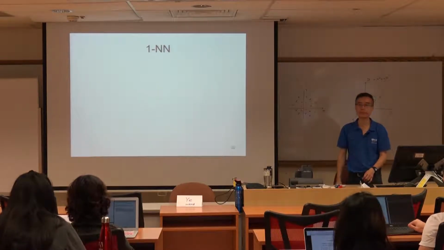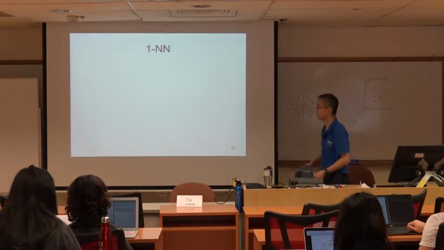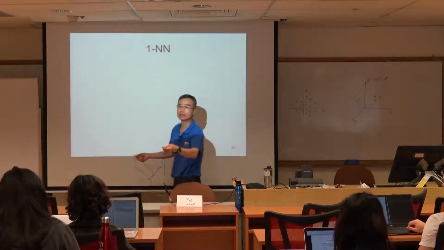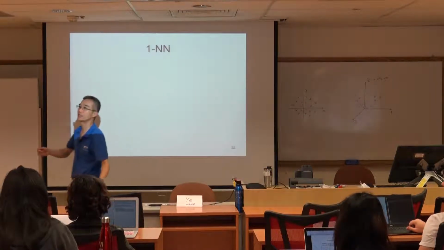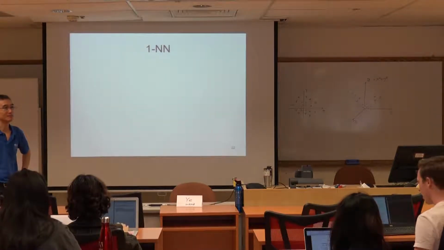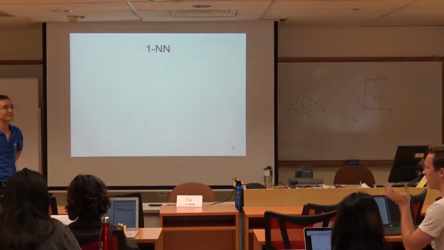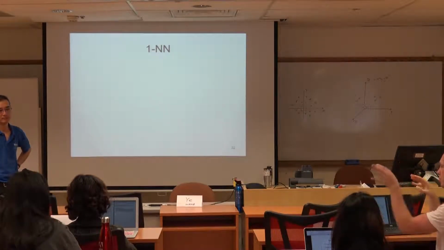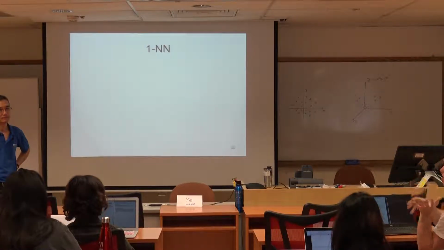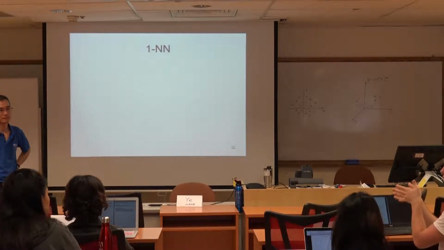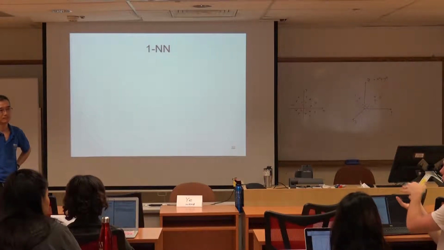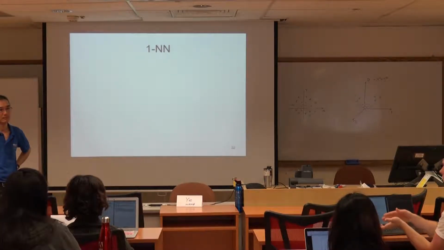About this one-nearest neighbor. So can anybody tell me how does this one-nearest neighbor work? Okay, Carl? You look at the data you have, and you have plotted them, you have them all distributed, and then when you get a new point, like your new song that you're trying to classify, you look at which is the closest point to this, and then you classify it as the same as that one.